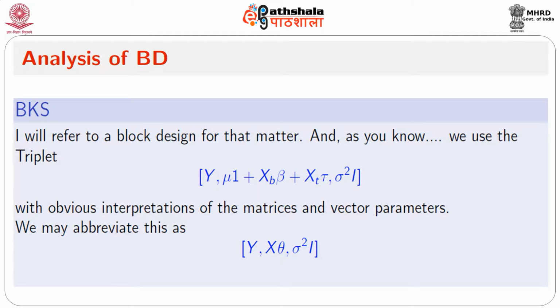As you know, we use the triplet: y, the vector of recorded observations as a column vector, then the model expectation of y, mu times 1 plus X_b times beta plus X_t times tau, and then sigma square I. Sigma square I refers to the distribution of the errors. And mu times 1 is the vector of all ones, that is the constant general mean. X_b times beta refers to the block parameters, X_t times tau refers to the treatment parameters. That is the triplet, very important in the linear model context.